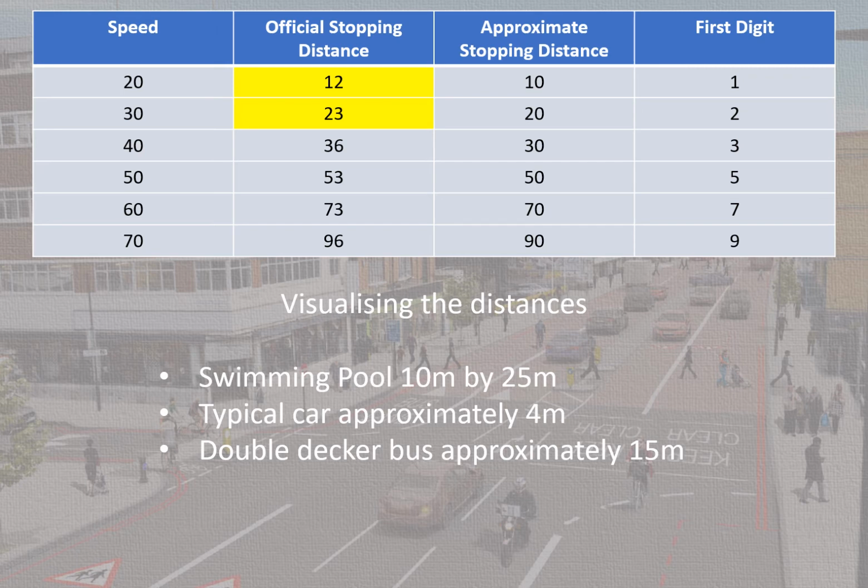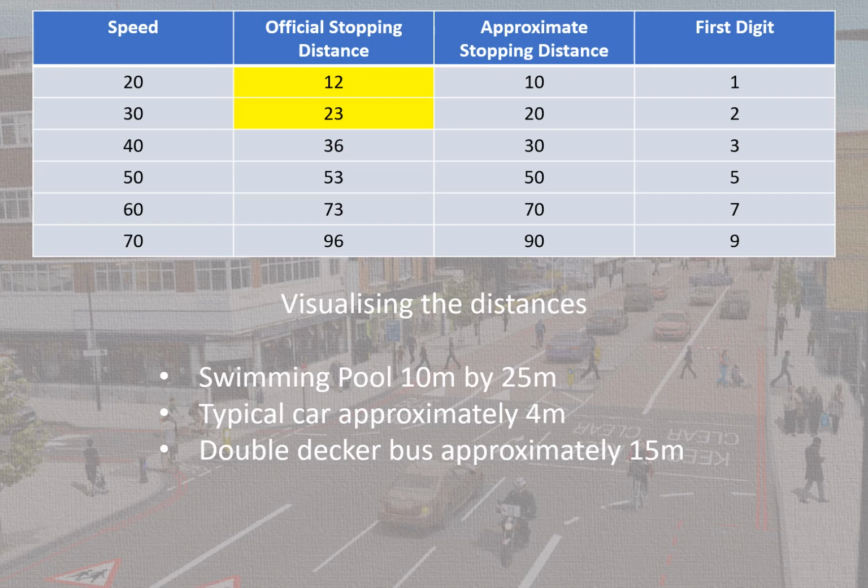A guide that I quite often use is a swimming pool. A standard swimming pool is 10 metres by 25 metres, or you may have one that's 50 metres. So at 20 miles an hour, the official stopping distance is about the width of a swimming pool. At 30 miles an hour, the official stopping distance is about the length of a swimming pool.